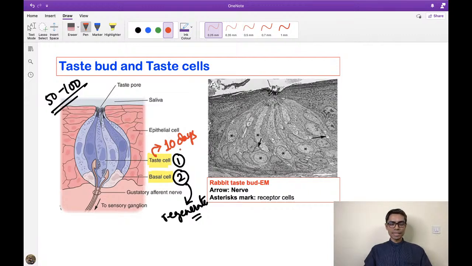After 10 to 12 days, when the cell is dead, the basal cell will regenerate a new taste cell, right? Also note that at the top of this taste cell there are some microvilli, and these microvilli are exposed to an area on the surface of your tongue. This is the surface of your tongue, which is covered by saliva.